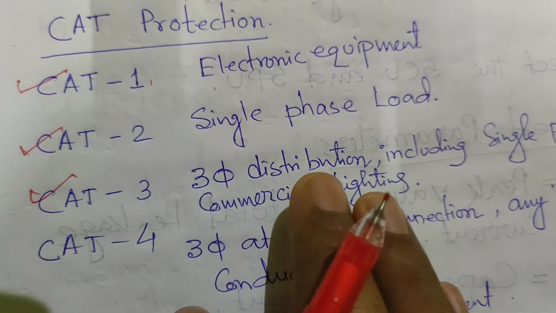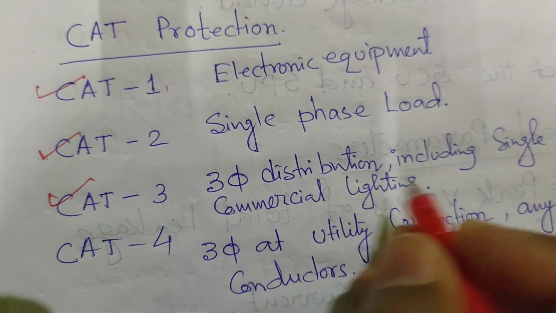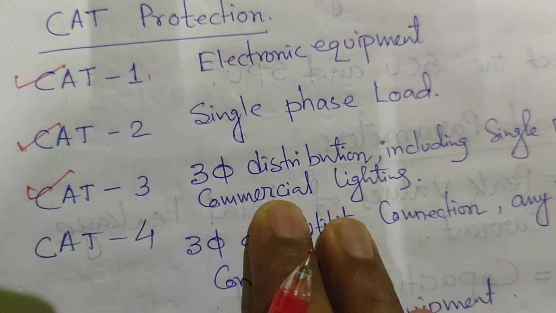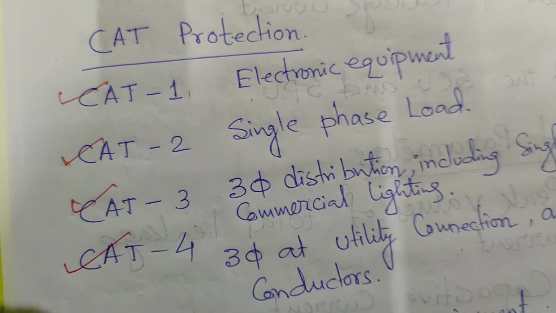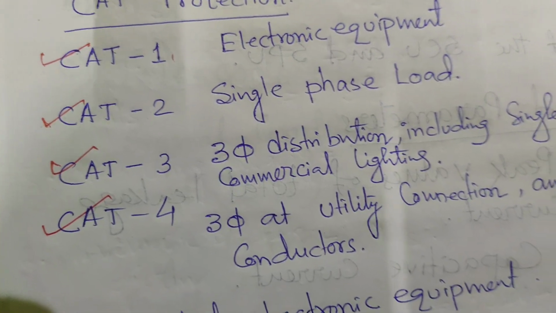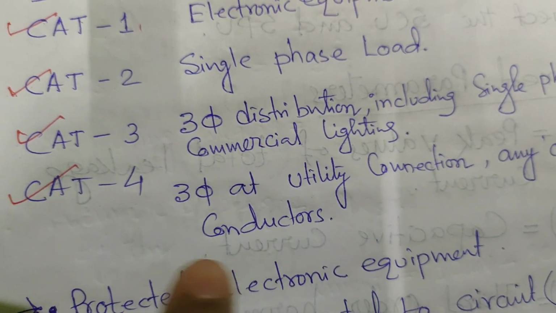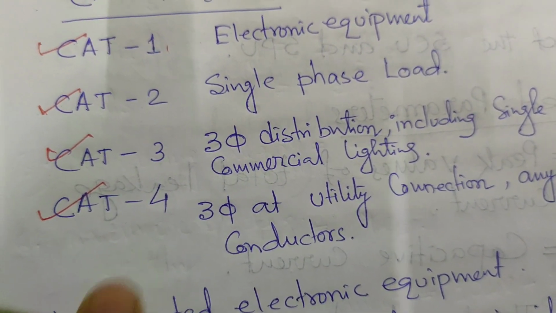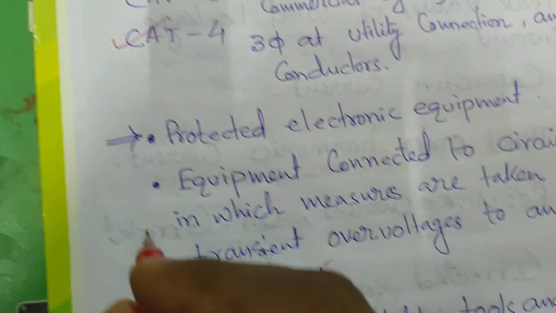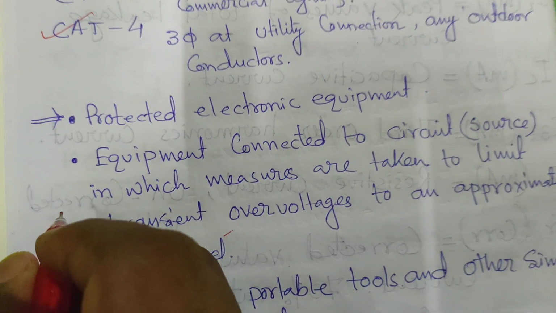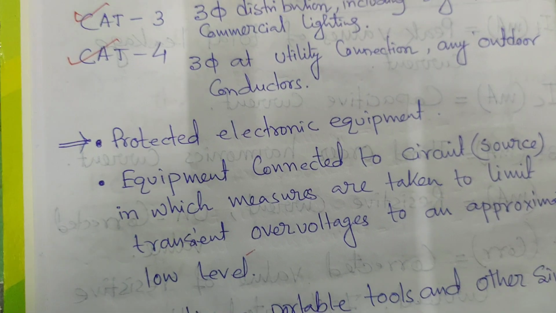It is used for industrial purposes, panels, commercial lighting, distributions; everywhere you can measure with the help of CAT 3 multimeters. CAT 4 multimeters are used for three phase and utility connections, any outdoor conductors, etc., which you can easily measure with the help of the CAT 4 category. So what are the functions of the CAT 1, CAT 2, CAT 3 and CAT 4 categories? We discuss them now.